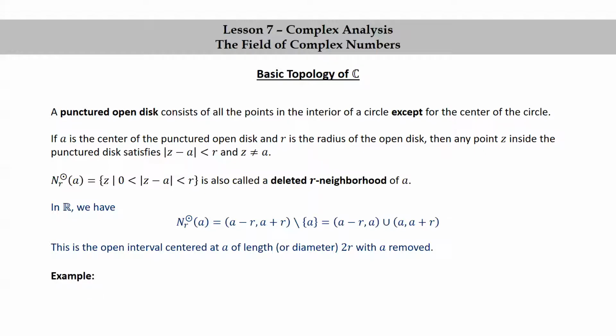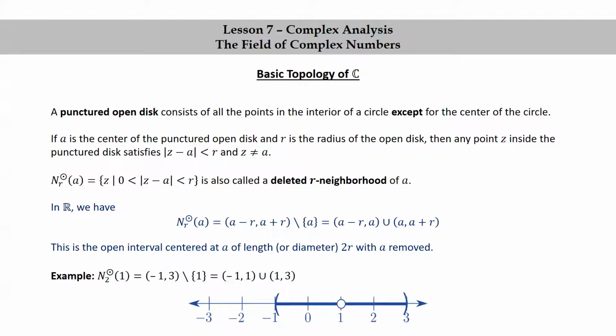Let's look at an example in R. The deleted 2 neighborhood of 1 is the open interval -1, 3 with 1 removed. So that's the set theoretic difference, -1, 3 minus the set containing just 1. That's the union of the open intervals -1, 1 and 1, 3. And here's a graph illustrating this. You can see you have the open interval from -1 to 3 with 1 deleted.